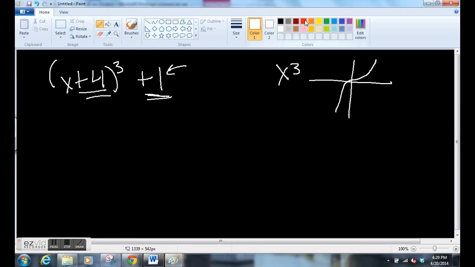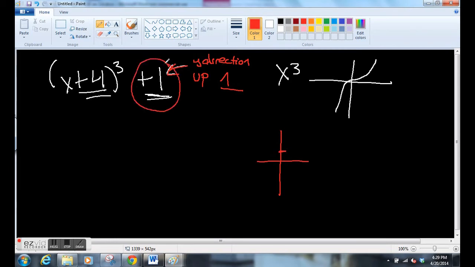So we added 1 on the outside. So this part here, that means we're going up. This is the y direction. We're going up 1. So we're taking our graph and we're shifting it up 1, right? Because that was plus 1 here.